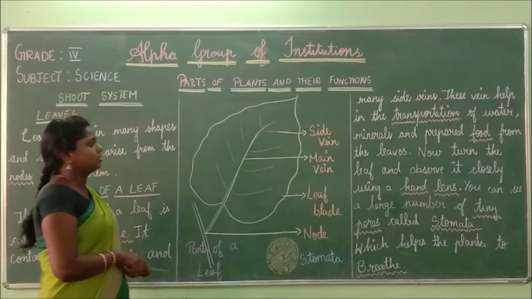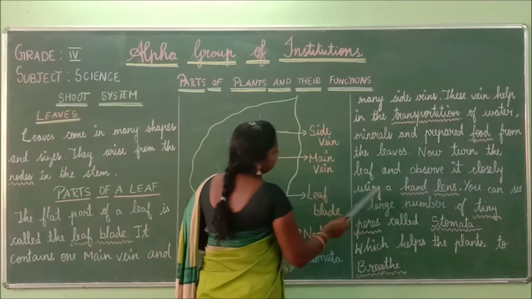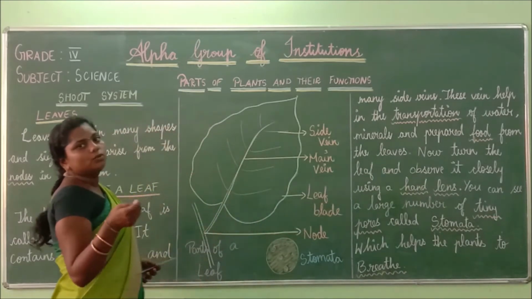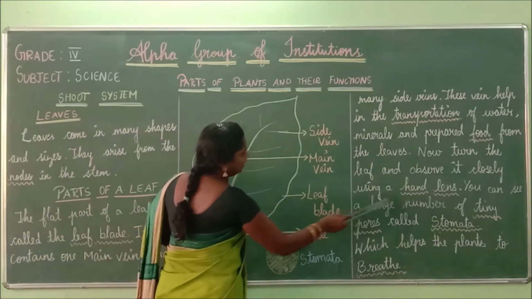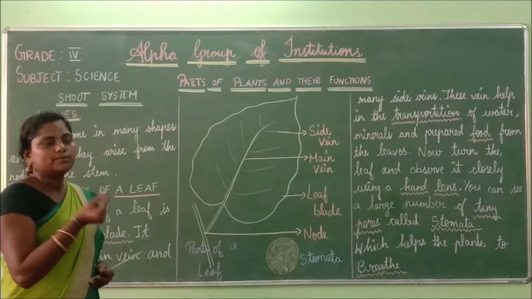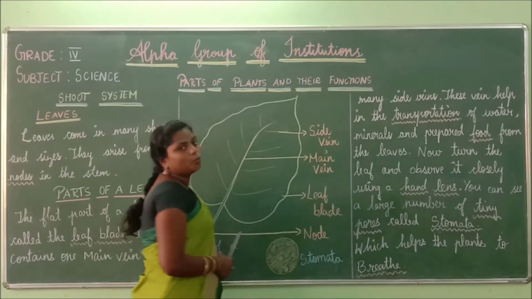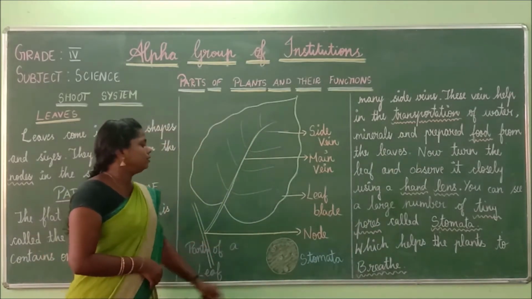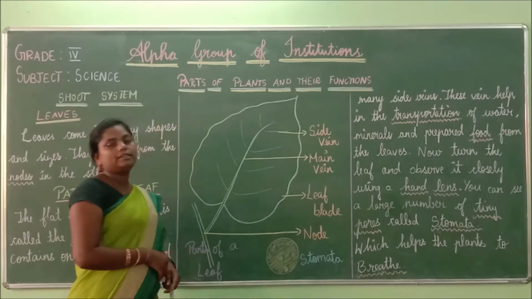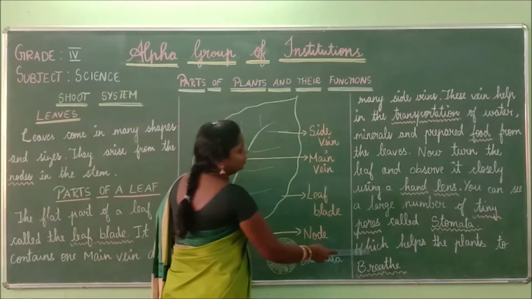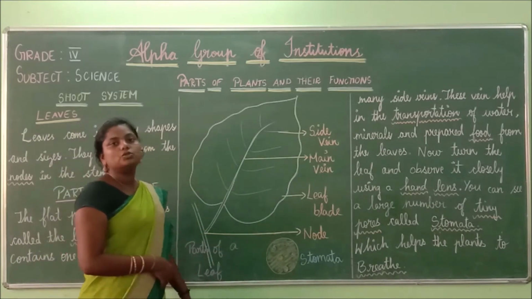Now turn your leaf to the back side and see. Observe it closely using a hand lens. You can see a large number of tiny pores. Pores means small holes. A large number of tiny pores are called stomata. What are they called? Stomata. S-T-O-M-A-T-A. These stomata help the plants to breathe.